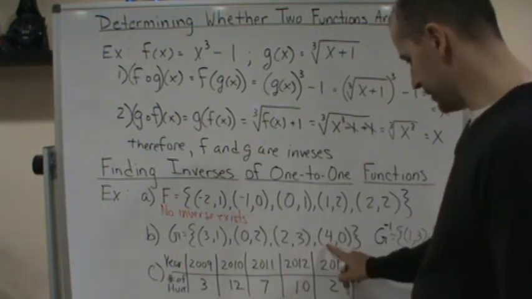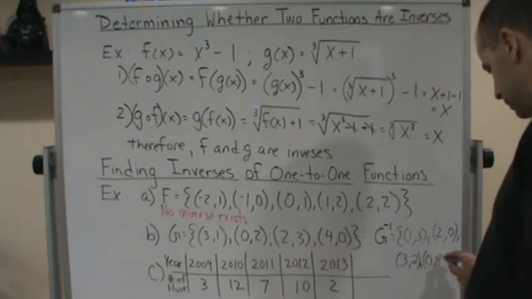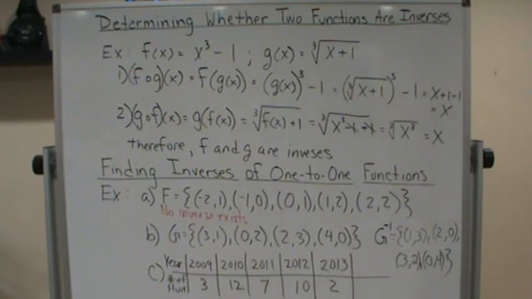And then last but not least, instead of 4, comma 0, it's now going to be 0, comma 4. And that's our inverse function. Okay, it's that easy. And then we could have an application type problem, right?